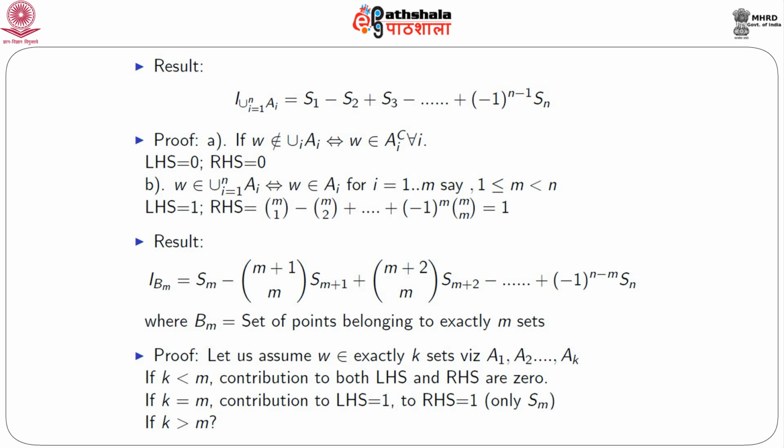We assume that ω belongs to exactly k sets. When k is less than m, the contribution to the left hand side as well as to the right hand side is equal to 0. If k is equal to m, the contribution to the left hand side is 1 and the contribution to the right hand side will be 1. The contribution will come only from Sm. If k is greater than m, the contribution to the left hand side will be 0, and after doing much computation it can be shown that the contribution to the right hand side is also 0.